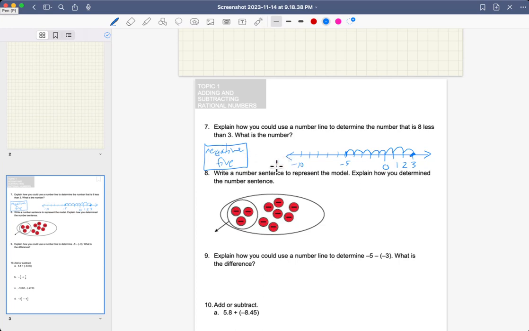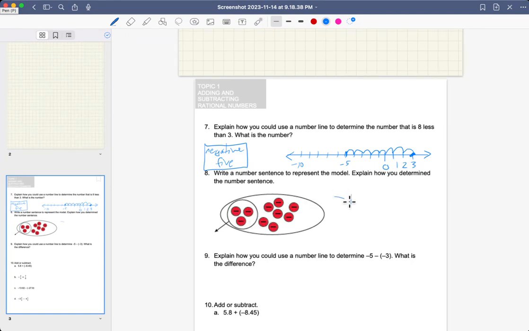Now you could have written that with symbols. That's fine. Okay, write a number sentence to represent the model. Explain how you determine the number sentence. So we see here a bunch of little counters. They're all red. They're all negatives. So if I counted 1, 2, 3, 4, 5, 6, 7, 8, 9, 10, 10 reds.